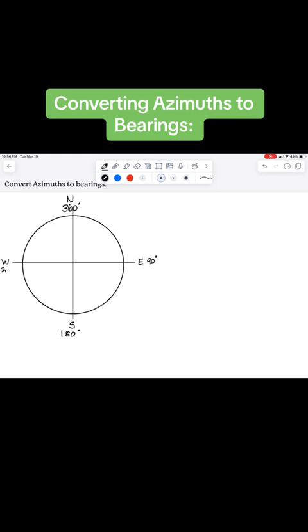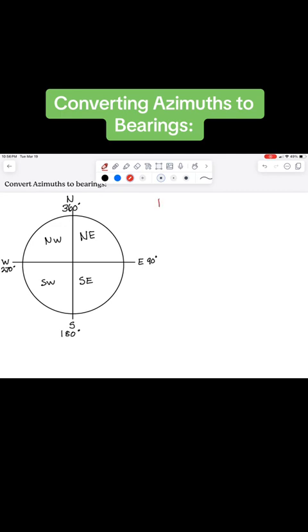Azimuths, we always start at 0 and we travel clockwise to 360 degrees. Azimuths are never negative. An azimuth is essentially a horizontal angular distance from a known reference direction. We typically use north. And bearings are never going to be greater than 90 degrees, so keep that in mind.